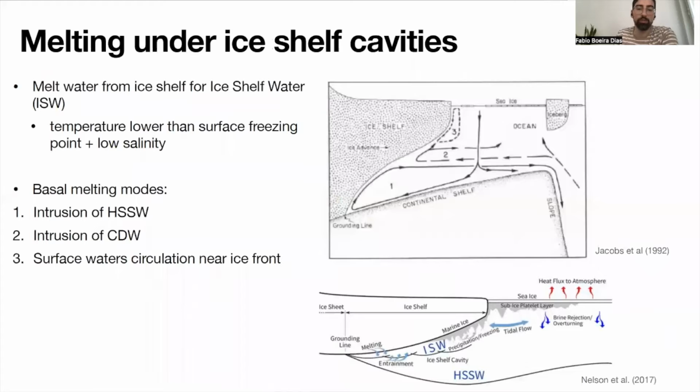But the waters sitting on the Antarctic continental shelf are also important for global sea level. Basically, it depends on the water that is filling the ice shelf cavities, as these floating ice shelves maintain the stability of the Antarctic marine ice sheet. Depending on the water sitting under the cavity, it can cause basal melting, which ultimately produces Ice Shelf Water, which has an even lower temperature than the surface freezing point because of the pressure effect, and has quite low salinity.